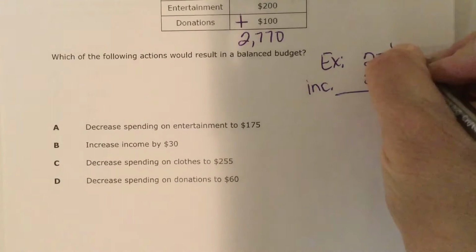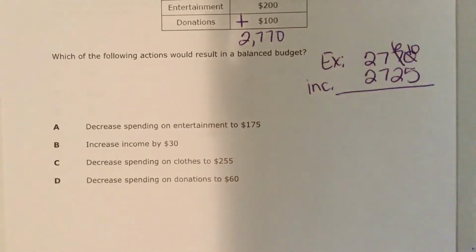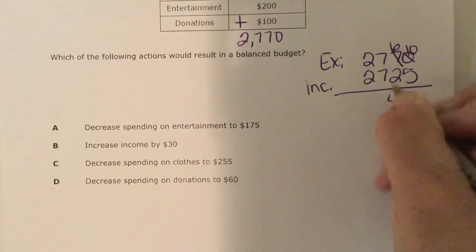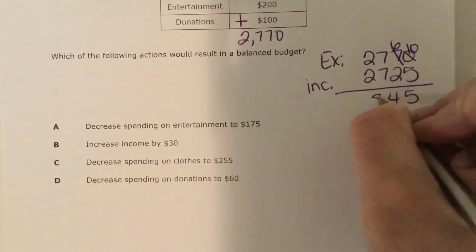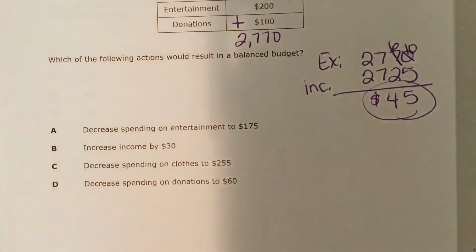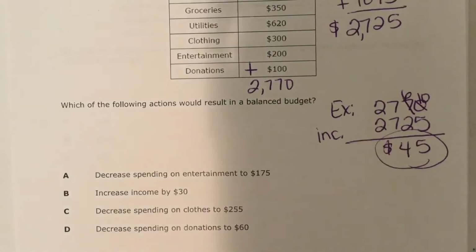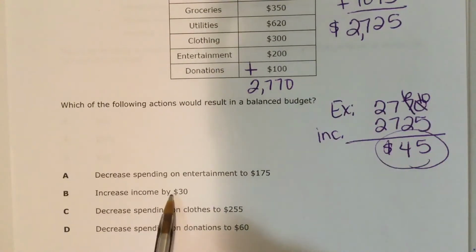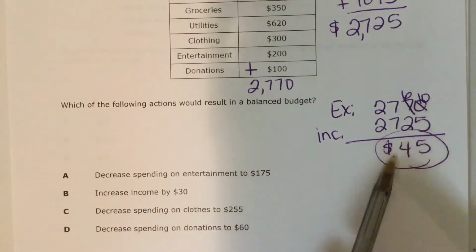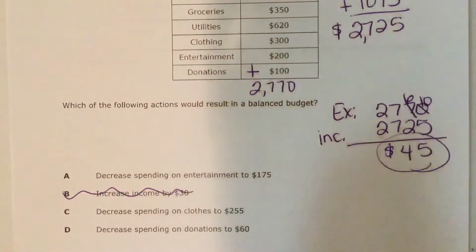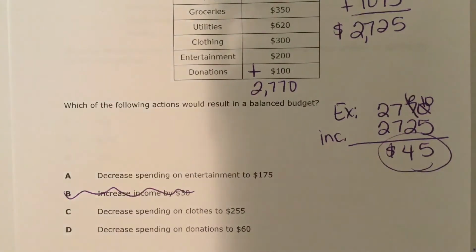All right, so 7 becomes 6, 0 becomes 10. 10 minus 5 is 5. 6, take away 2, you get 4. 7 minus 7 is 0. 2 minus 2 is 0. So they're off by $45. All right, so let's look logically at this. First of all, are we going to increase income by $30? Well, even if we increase the income by $30, it's not going to make up that difference of $45. All right, so where can we move some things around?